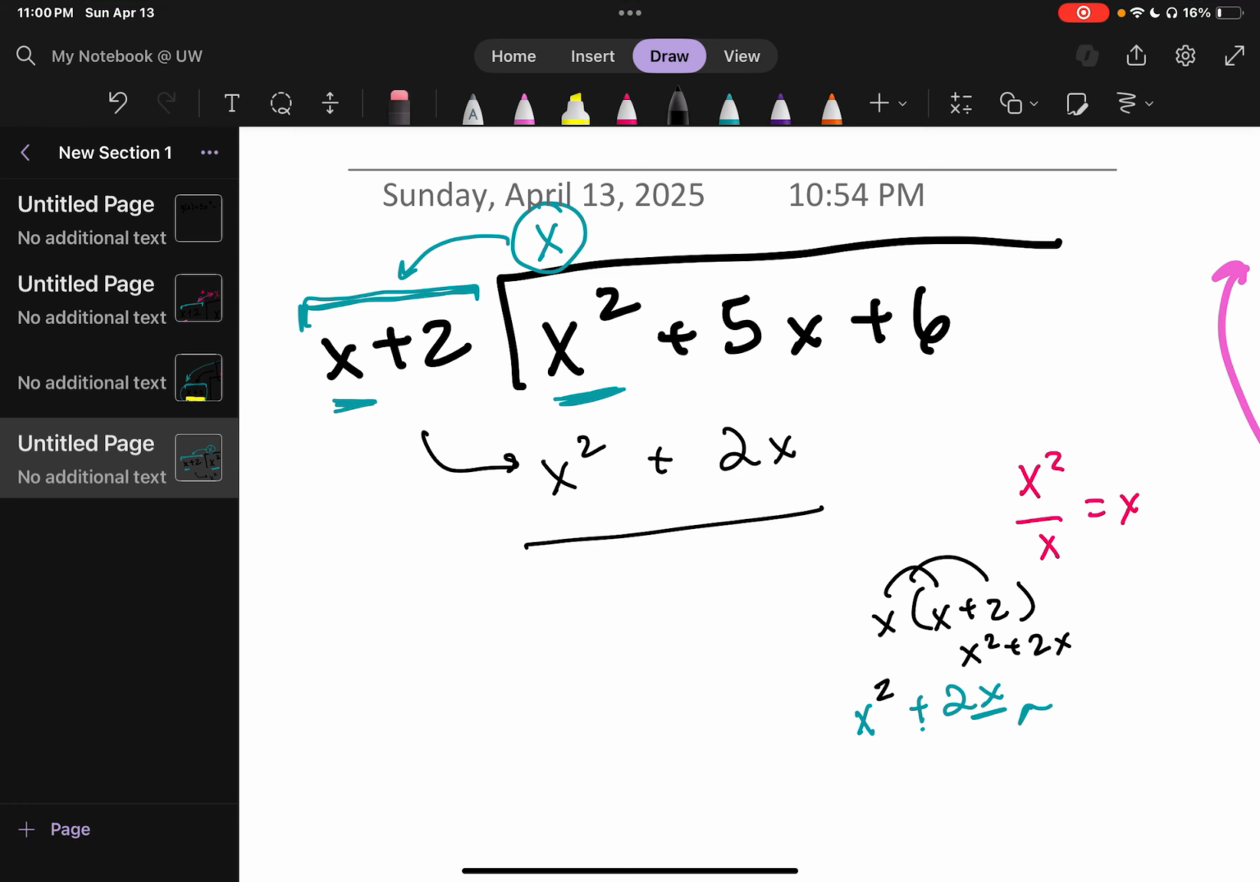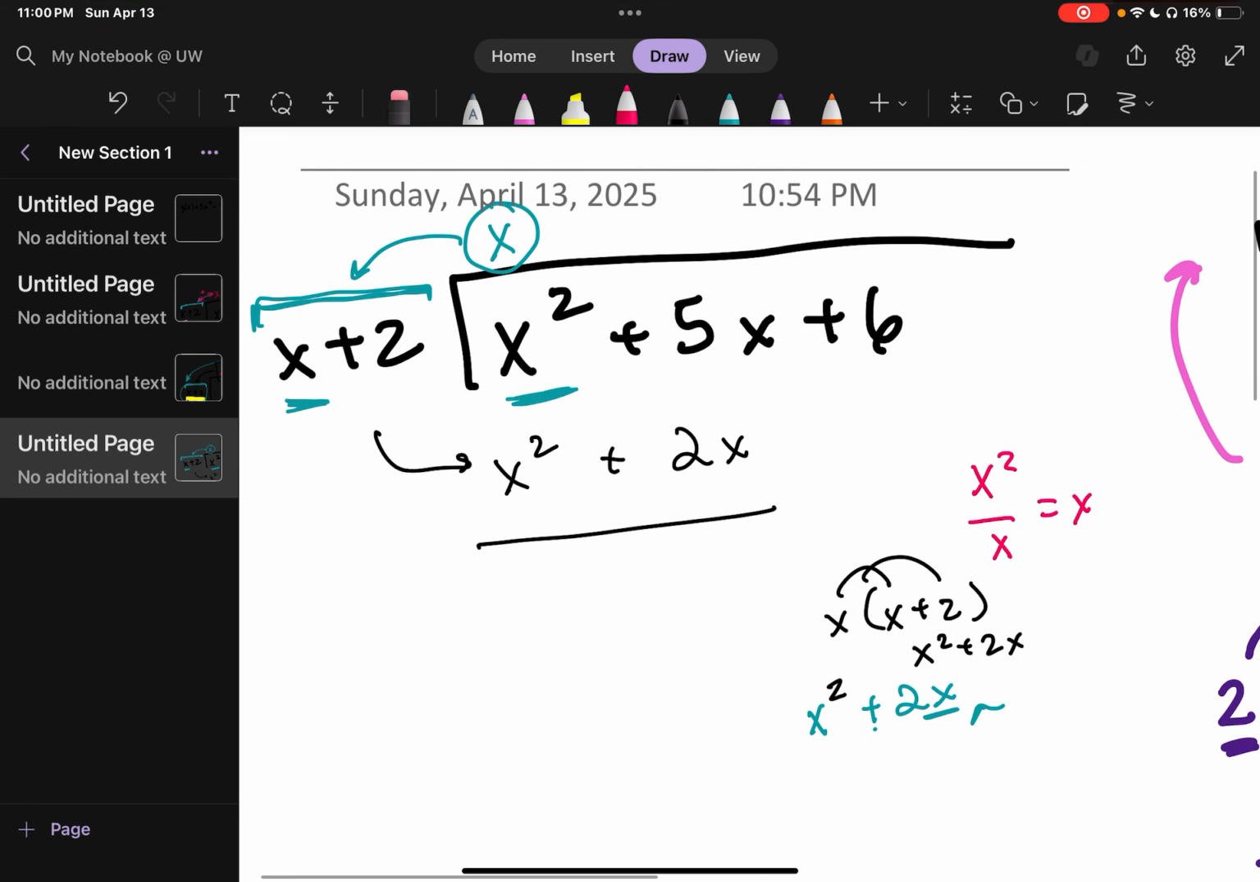Awesome. So now we subtract, right? We just multiplied, we're subtracting now. So x squared minus x squared, that is 0. Now we do 5x minus 2x. What's that? That's going to be 3x. Is it a positive or a negative 3x? It's a positive 5 minus 2, basically, right? That's going to be positive 3x. Awesome. Is there anything we can drop down? There sure is. Over here.